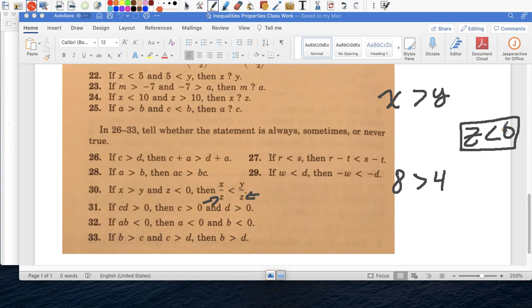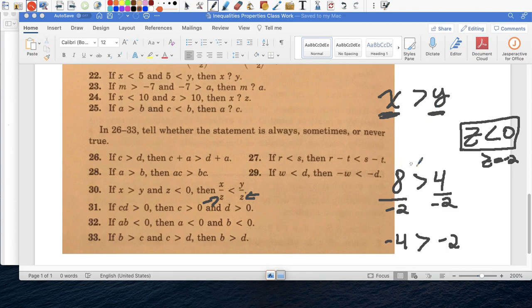And z represents all the numbers that are less than 0. Let's pick an easy one, z equals -2. So let's divide both sides by -2. 8 divided by -2 is -4. 4 divided by -2 is -2. So will that stay true? Is -4 greater than -2? No, it's not.